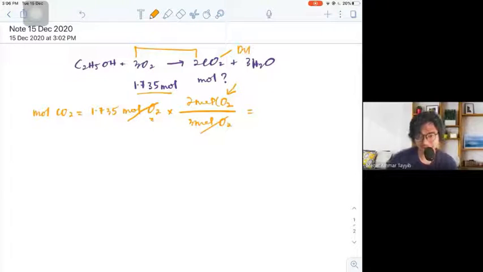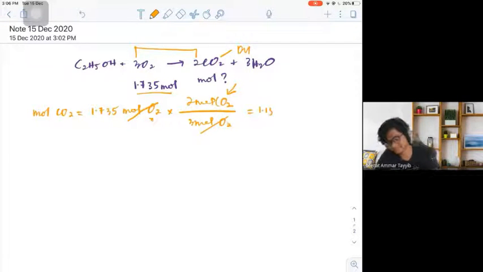1.157 mole of CO2 formed. Okay, this is from mole to mole. Now, let's go further. From 1.735 mole of the oxygen just now, I want you to calculate how many gram of the H2O that will be formed.